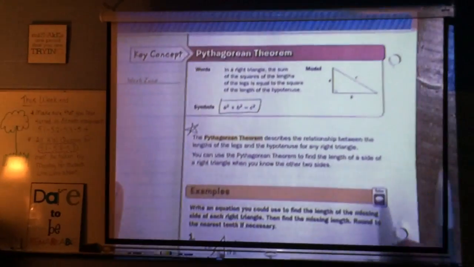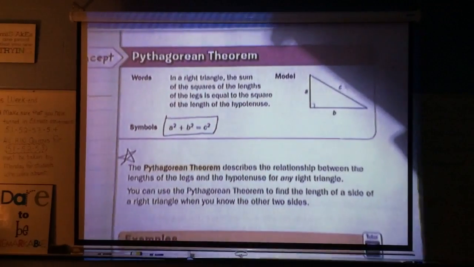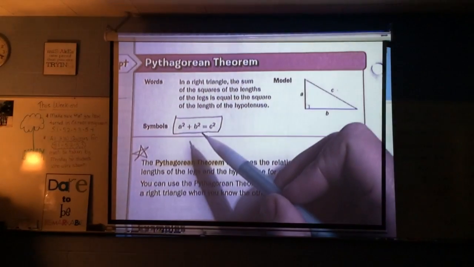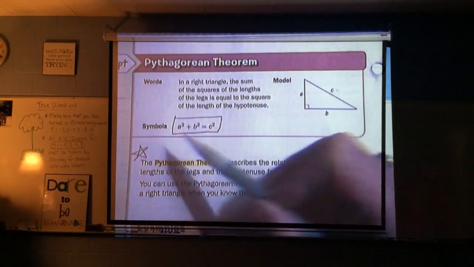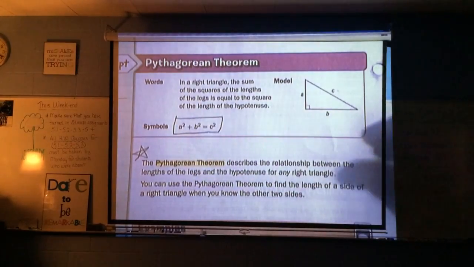Let's take a look now at page 412. Up at the top of the page, the Pythagorean Theorem is stated for you. It's a squared plus b squared equals c squared. And this is the theorem that you're going to use for all of today's problems.